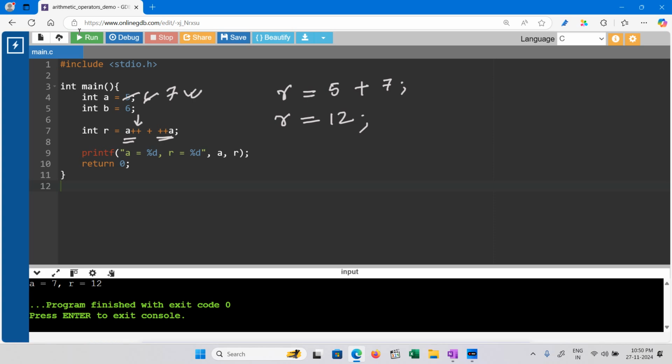Okay, now let's do the reverse again. Let's do the reverse.